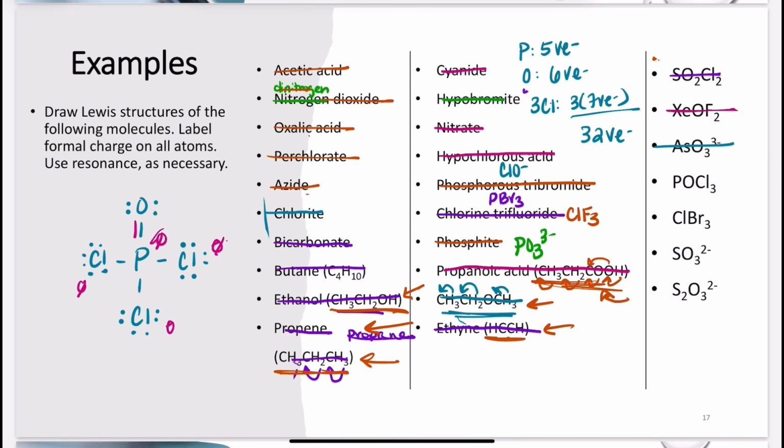So POCl3 looks like this. Again, the Lewis structure doesn't have the formal charge throughout the whole thing, but you need the formal charge to identify if it's the correct structure or not.